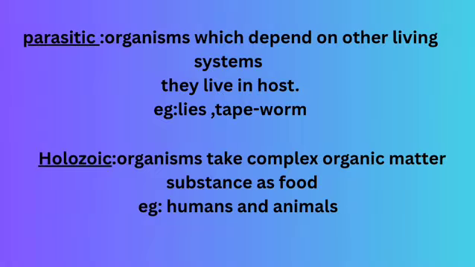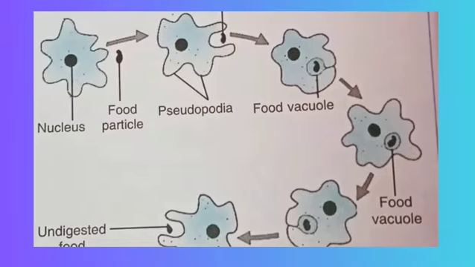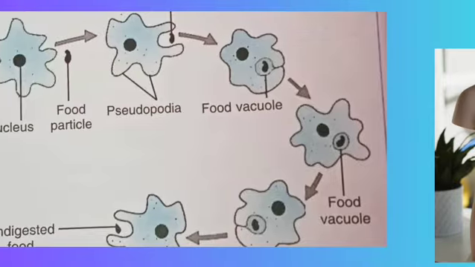Examples: humans and animals. Holozoic nutrition in amoeba. 1. Ingestion, intake of food. 2. Digestion, breaking of food into smaller pieces. 3. Absorption, nutrients of food get absorbed by the body. 4. Assimilation, food gets utilized later for energy. 5. Egestion, removal of waste or undigested food to the outside. Now you can see the image of amoeba.